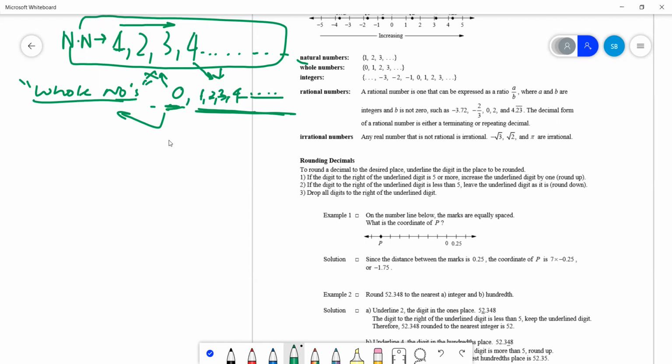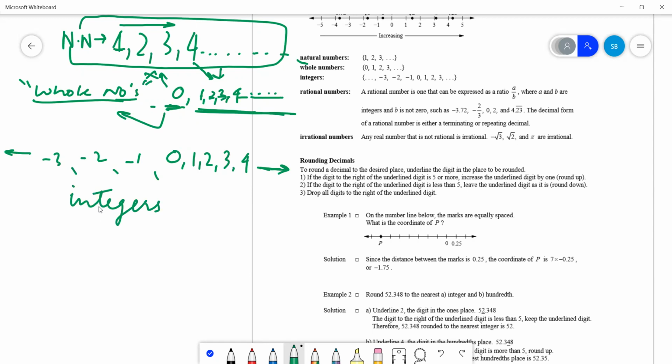So we extended whole numbers, 0, 1, 2, 3, 4, to the left, -1, -2, -3, and so on. All these numbers which are complete, which are not in decimals, not in between like 3 and 4, or 4 and 5, including their negative counterparts, are called integers. So can I say all whole numbers are integers?